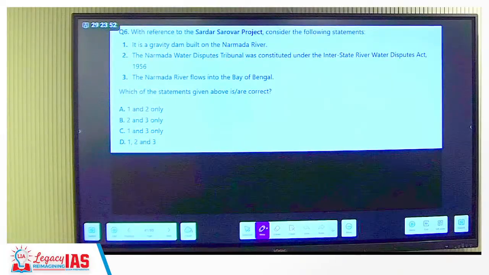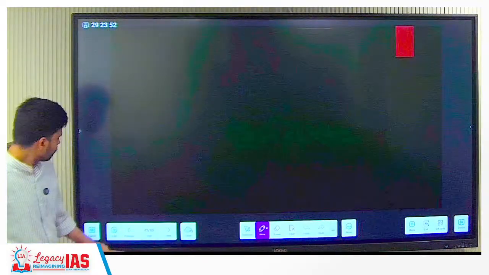Then the Sardar Sarovar project. What is the correct answer? I think it is easier. You should be able to tell. Right. What is the correct answer? Gravity dam we have discussed, a concrete gravity dam, Narmada Water Disputes Tribunal under the Inter-State River Water Disputes Act 1956. The Narmada river flows into the Gulf of Khambhat, which is part of which sea? Arabian Sea. What is the correct answer? A, 1 and 2. Alright, so that's all.